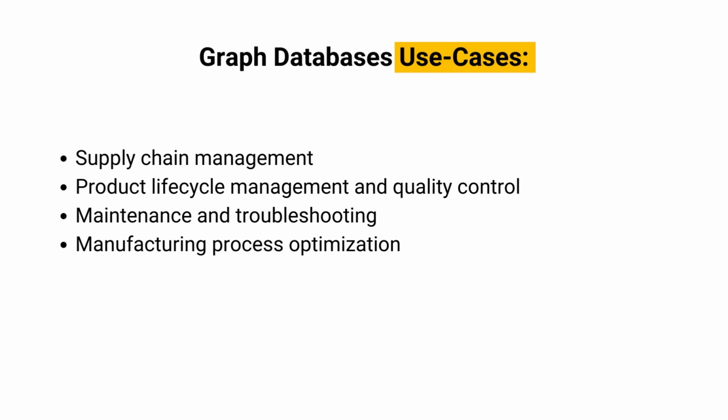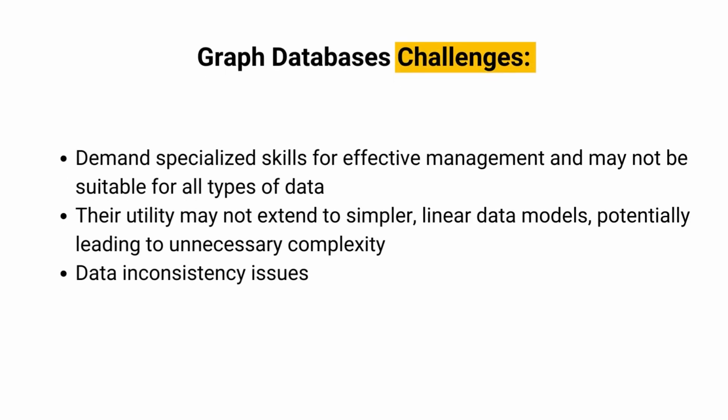product recall scenarios. Graph databases also prove beneficial in maintenance and troubleshooting by mapping relationships between different machinery, their parts, and maintenance records. Lastly, in process optimization, graph databases, by mapping interdependence between various manufacturing processes, can help identify inefficiencies that can be optimized. While graph databases bring a host of advantages, they do come with their set of drawbacks, particularly in an IIoT context. These databases demand specialized skills for effective management and may not be suitable for all types of data.